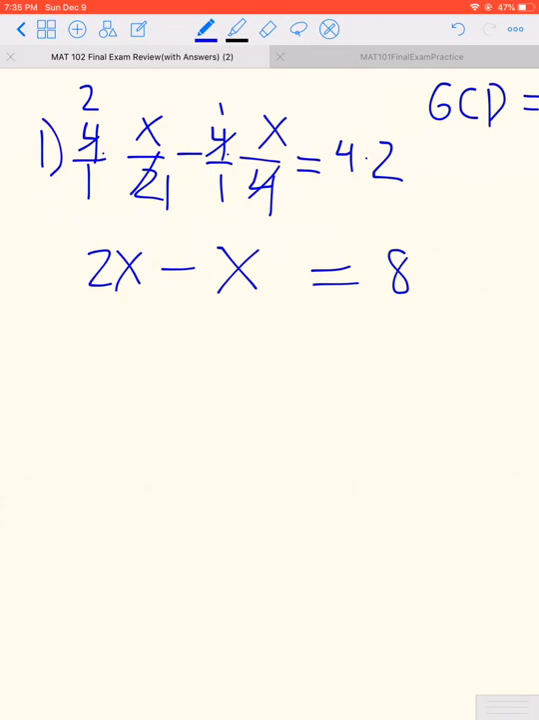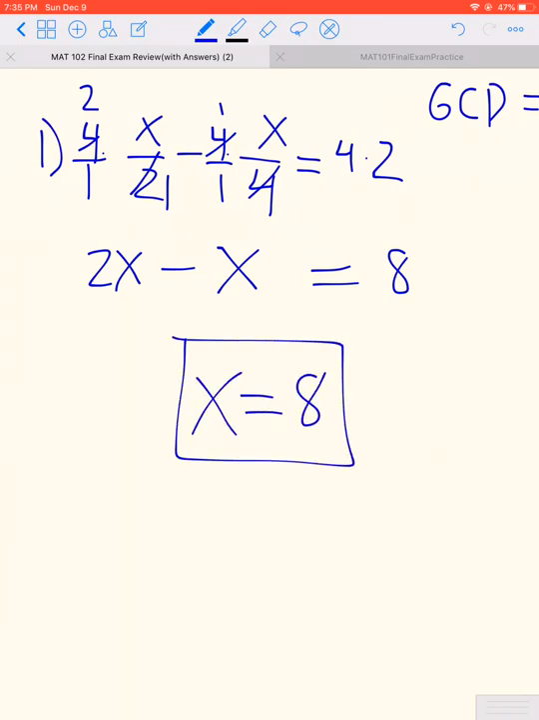Now that our fractions are gone, we just solve the basic equation that's left. 2x minus x is just 1x. And so we get as our solution x equals 8.